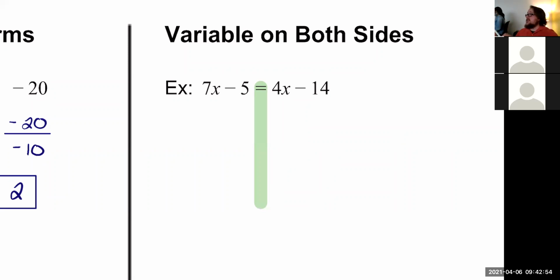Right. So by definition, if I was just looking at this as is, there aren't any like terms because the 7x can't see the 4x. It's on the other side of the equation. So there aren't any like terms, which is why we have this third step that says, hey, if your variable ends up landing on both sides.